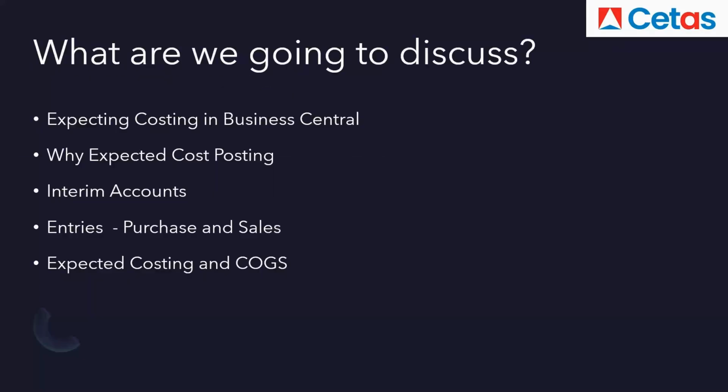We will be covering the following points. What is expected cost posting in Business Central? Why companies use it and where to enable it? Understanding interim accounts and where to find them. Entries created during purchase receipt and sales shipment and how the entries change when the actual invoice is posted. And finally, about expected cost posting and COGS.